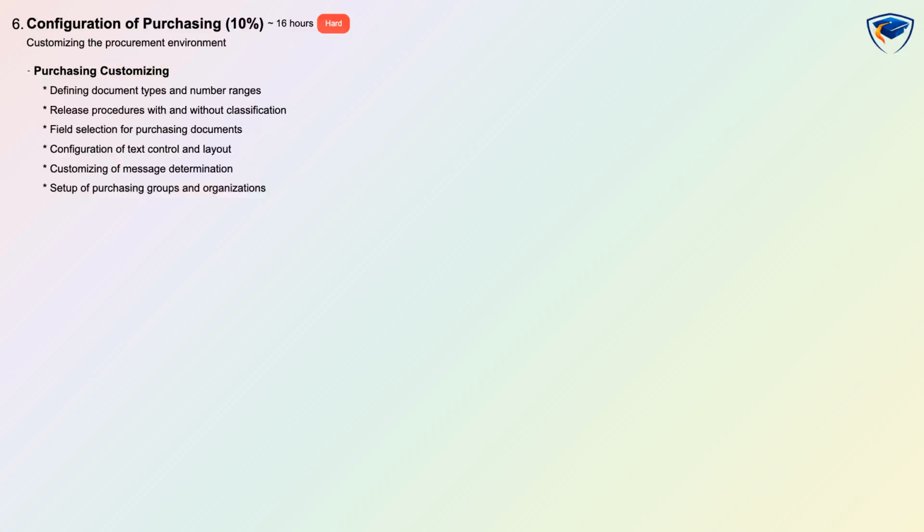You will configure document types and number ranges, set up release procedures with and without classification, and control field selection for purchasing documents. Other important topics include text control and layout, message determination, and setting up purchasing groups and organizations.